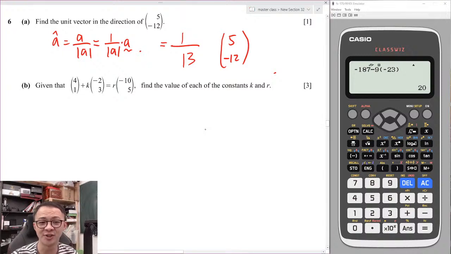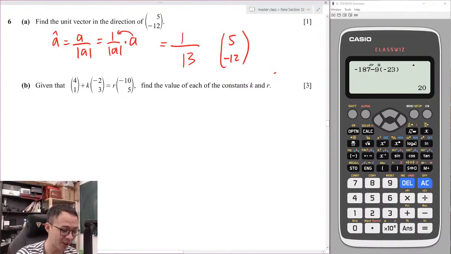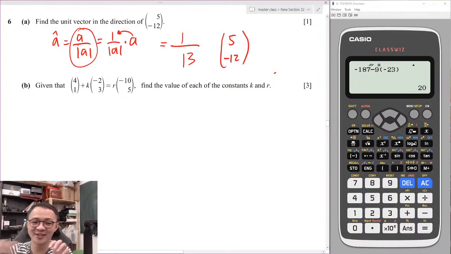Yeah, this is the IGCSE paper. Why is it 1 over? Because this is A over length of A, right? So I can take the A out, it becomes 1 over magnitude of A multiply A. Because if I multiply the A back into the 1 over magnitude, I'm getting back the same thing, isn't it? So I can just separate it out.